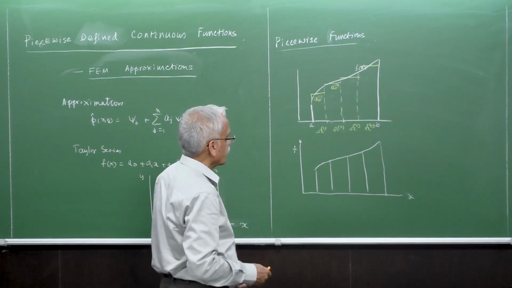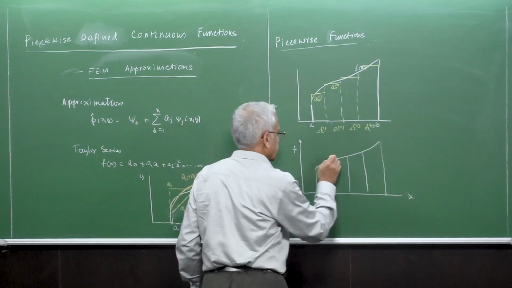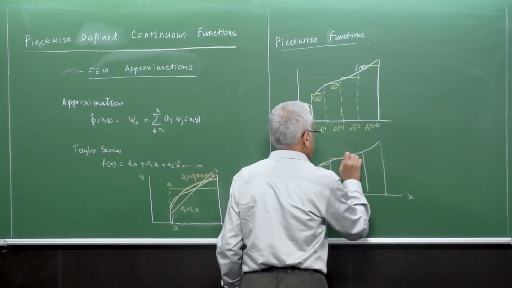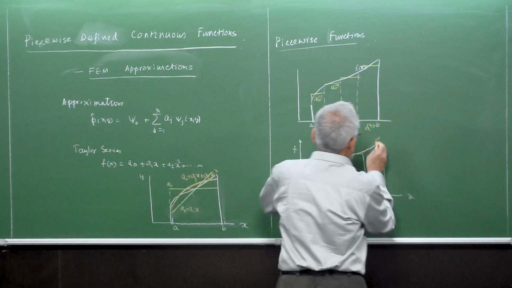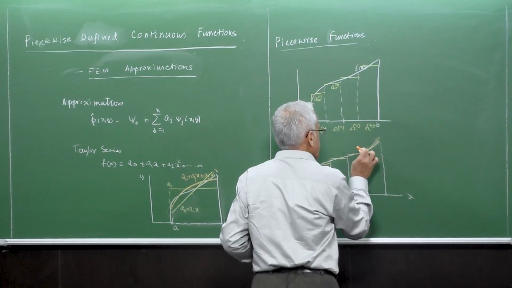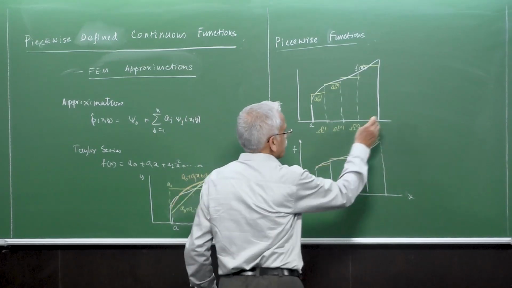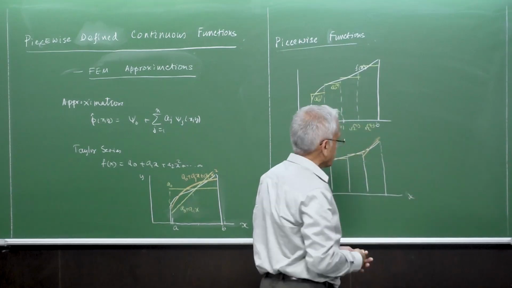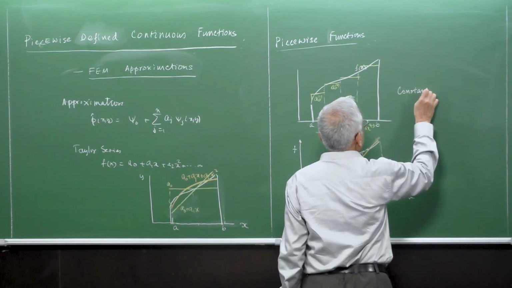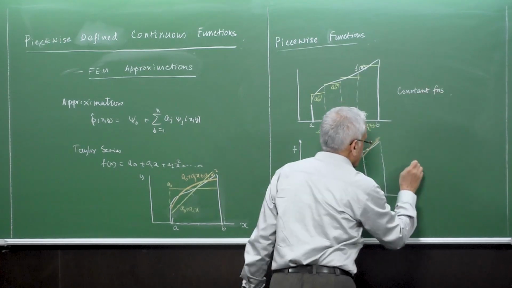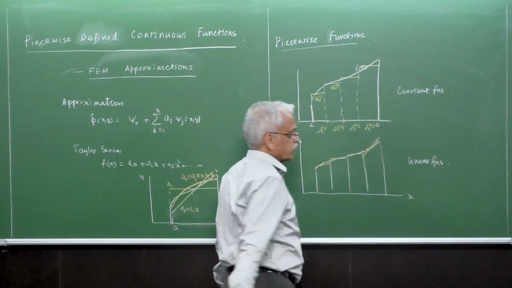So let us say now we have piecewise defined functions like this. Here these are piecewise defined linear functions, and this is piecewise defined constant functions. So these are linear functions.